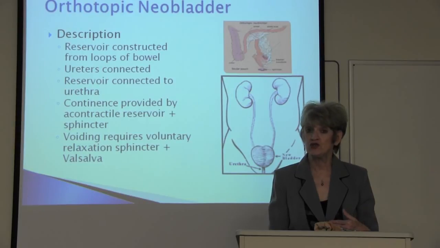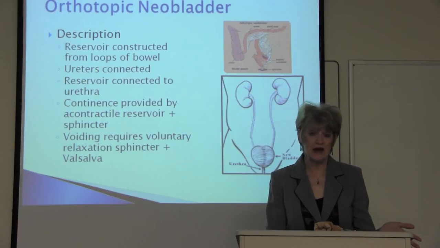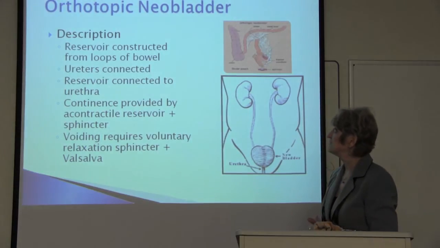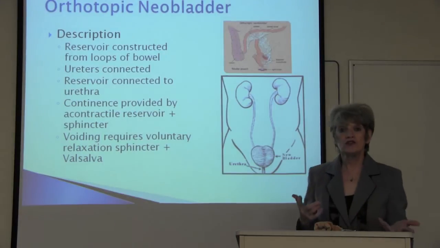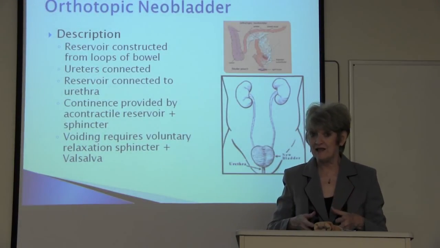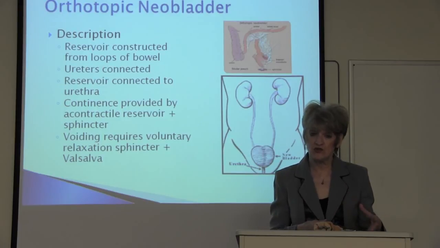But I definitely want you to know the basic concepts and the potential issues, because you may be asked to pre-op a patient who is electing an orthotopic neobladder, and you need to be able to explain the procedure, answer their questions, and explain potential problems that might occur with the orthotopic neobladder. So let me just define terms. Orthotopic means that you put the replacement organ in exactly the same position as the original organ.